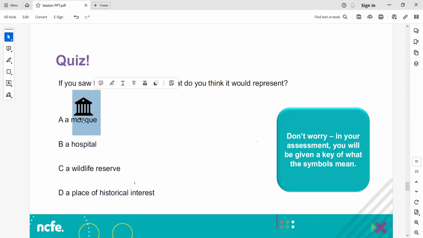That little symbol represents a place of historical interest. But it could be a few of those, like you've suggested. But if you were given a question in an assessment like that, you would have a key. We've looked at keys today, and the key would tell you. So you wouldn't need to guess, it would tell you what the symbol means. Okay.